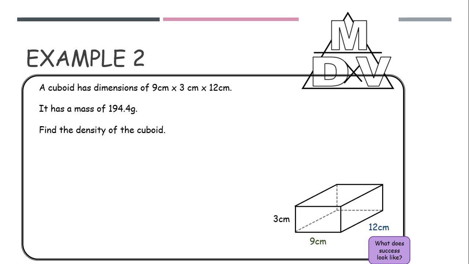Now, since you have the dimensions of the cuboid, you can get the volume of the cuboid from these dimensions. You can simply multiply the three values, 9 multiply 3 multiply 12, right? And then you get the volume. Afterwards, you go through a second step, which is calculating the density by simply dividing the mass by the volume, right?